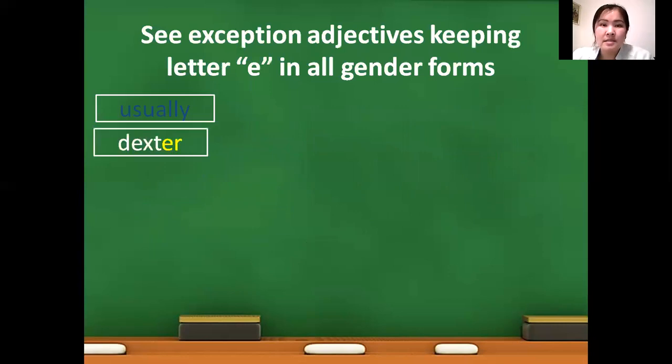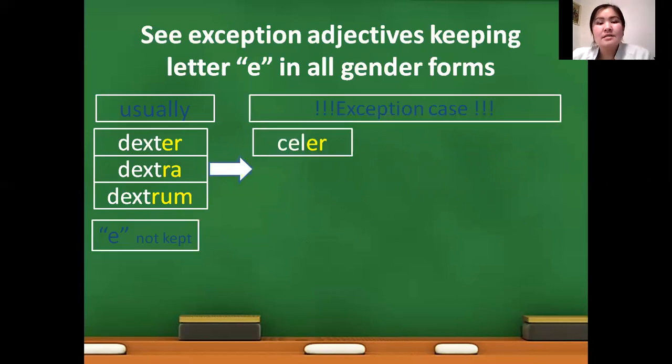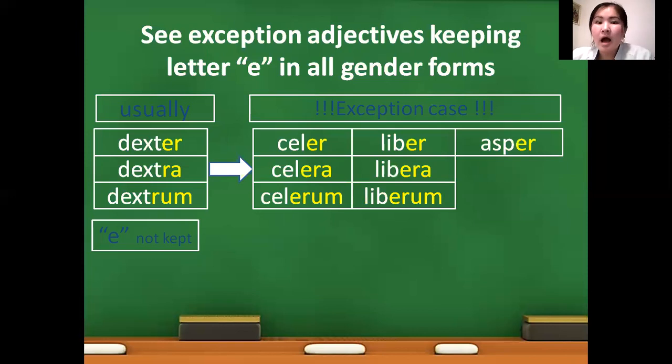Usually, dexter, dextra, dextrum. As you see, the letter e is omitted in the forms of femininum dextra and neutrum dextrum. But in the exception cases, celer, celera, celerum, liber, libera, liberum, asper, aspera, asperum, as you see, the letter e is kept in all gender forms.